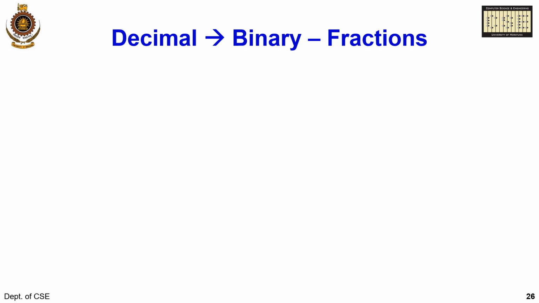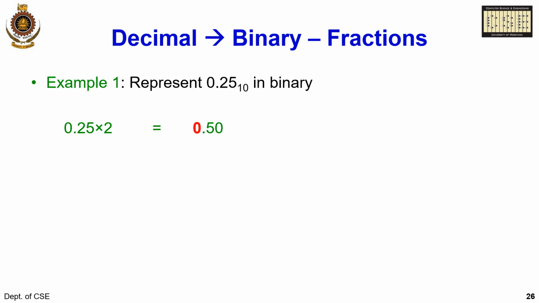So now let's look at how to convert a decimal number into binary, but in this case a fractional decimal. So 0.25 in decimal, how can we convert it into a binary number? We follow a process that's parallel to the previous process, but in the opposite direction, right? So now we start with the decimal number. Instead of dividing it by 2, we multiply it by 2, right? So when you multiply 0.25 by 2, we have 0.50.